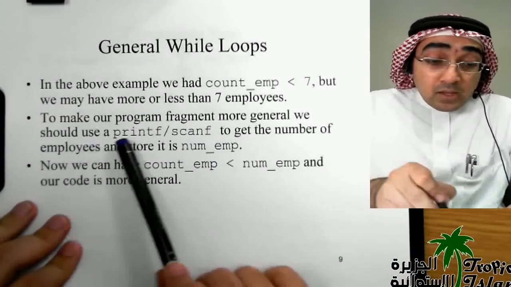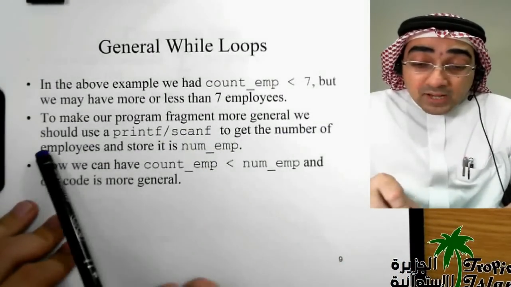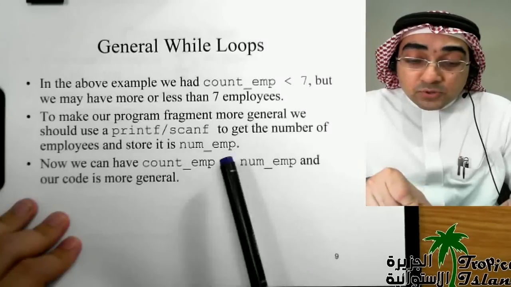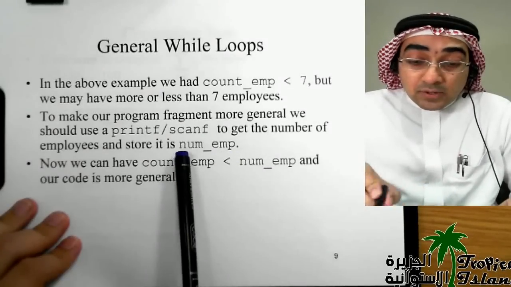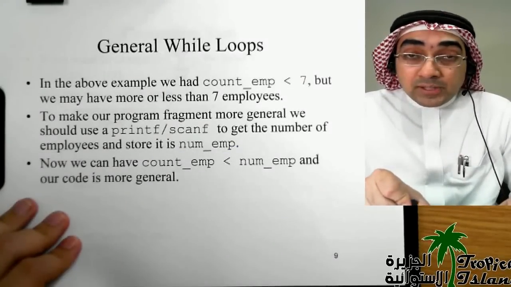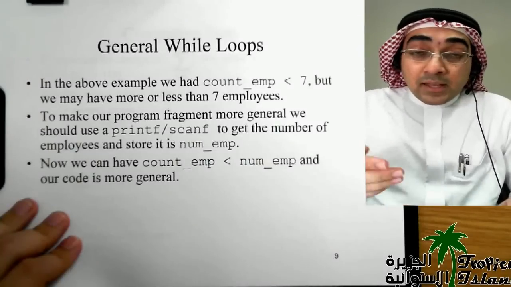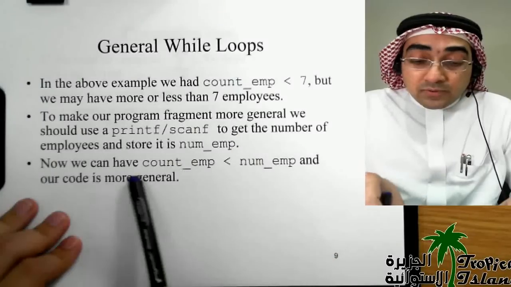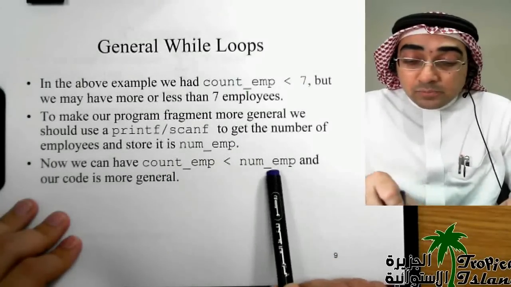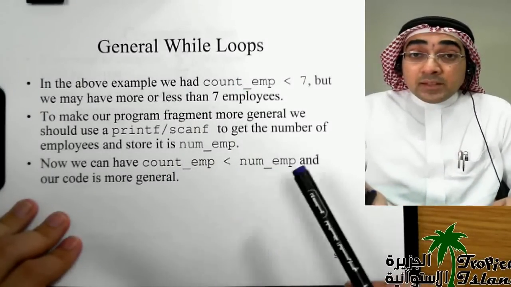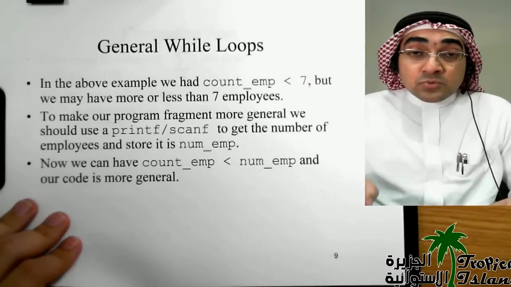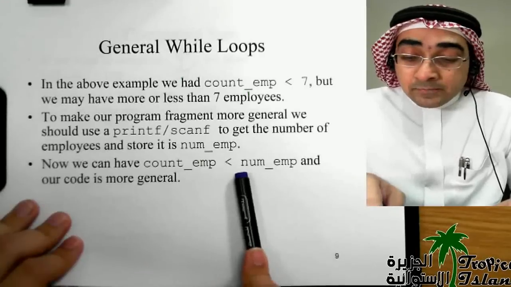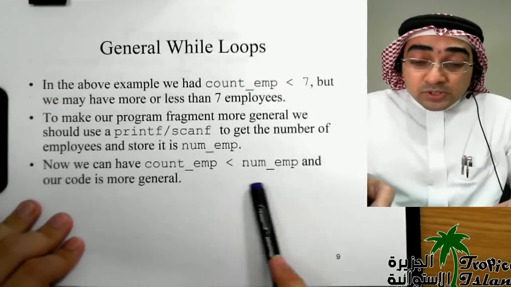To make our program fragment more general, we should use a printf and scanf to get the number of employees and store it in num employee. So we define a variable num employee, and we ask the user in the beginning to enter the number of employees. The user is going to enter it, and we're going to save it into this variable. Then we can check if my count employee is less than the number of employees. That will make it go to n number of employees, where the user has entered how many employees he or she has.